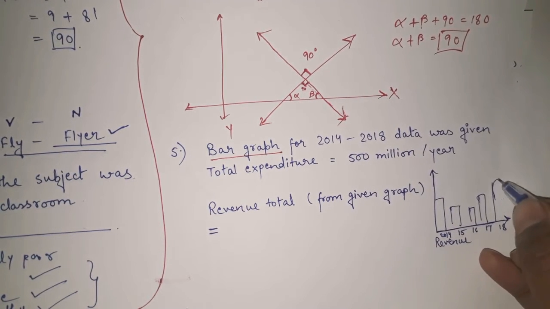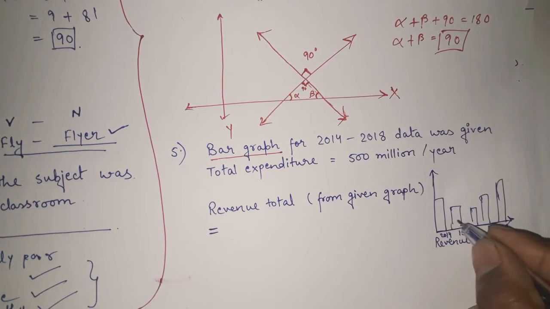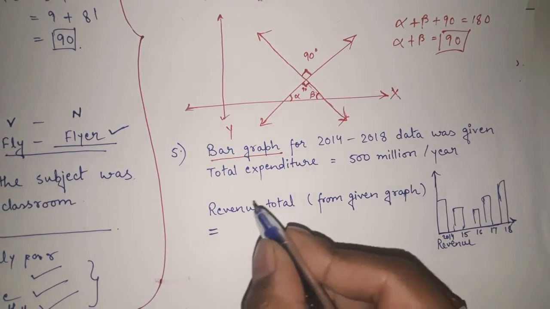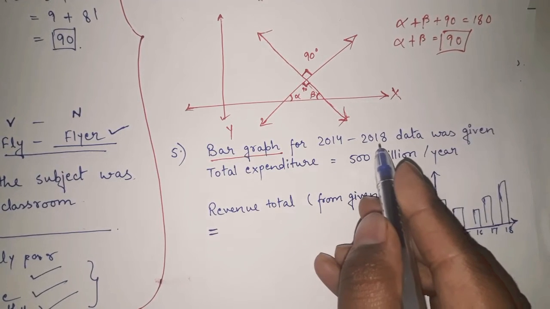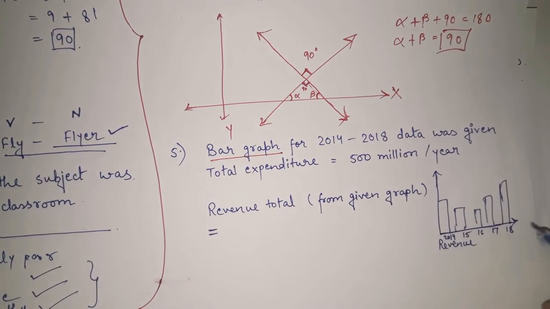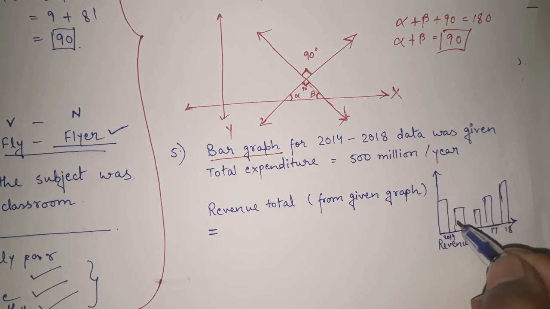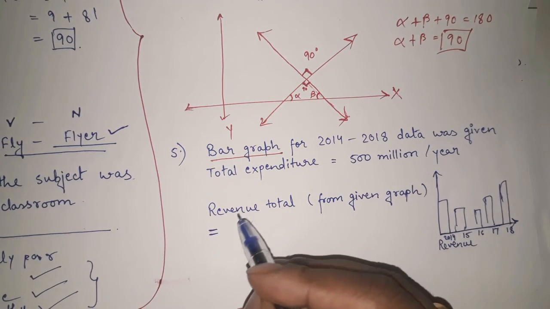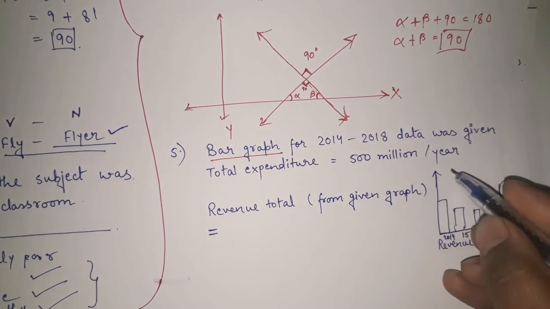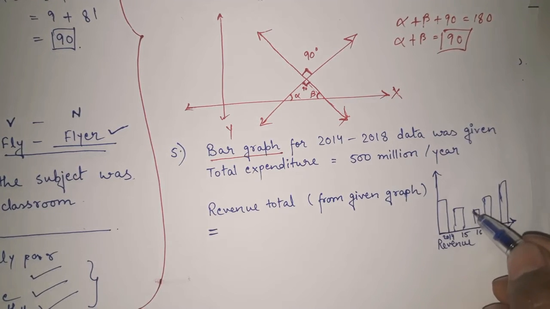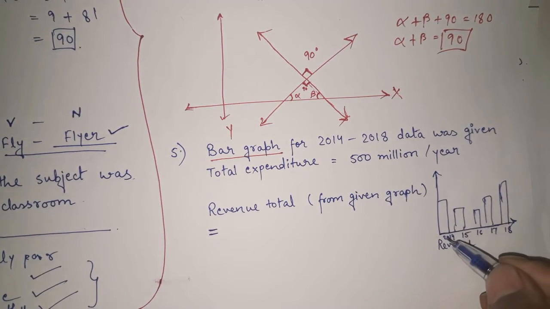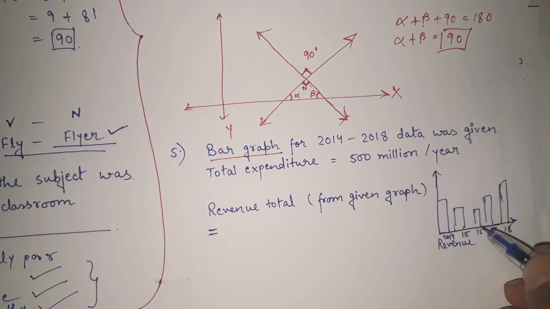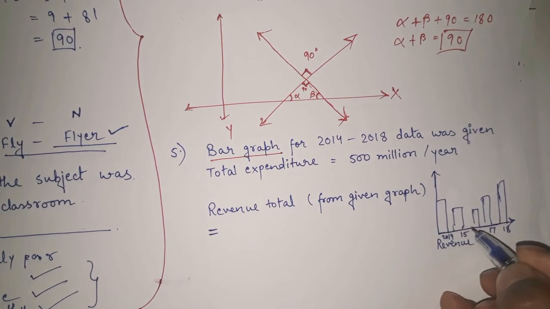The revenue values that were given, see, in a bar graph for 2014 to 2018. As I told, the 2014 to 2018 revenue data was given in the form of a graph. So that means in the graph, the revenue of each year was given, right? 2014 revenue, 15 revenue, 16 revenue, like that revenue for each year was given.